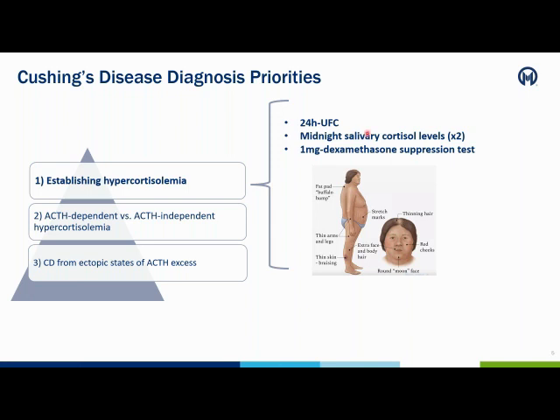So once we have 2 out of these 3 screening tests abnormal, and these are the 24-hour urinary free cortisol, midnight salivary cortisol levels, or the 1 milligram, often referred to as a low-dose dexamethasone suppression test, then we can definitely say this patient has Cushing syndrome.